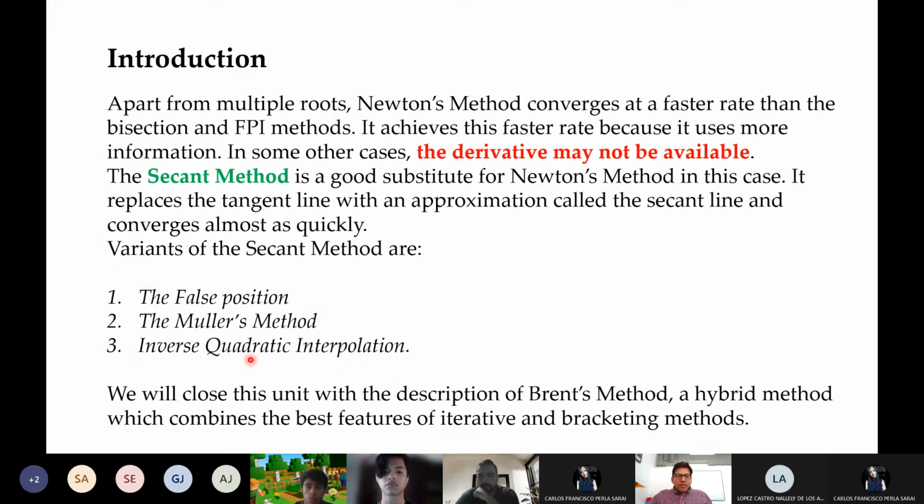At the end, we will close this unit, where we're talking only about transcendental and algebraic equations, with a very small description of Brent's method, which is a hybrid method that combines the best features of iterative and bracketing methods. You'll see that we're going to do it in MATLAB, and that Brent's method uses all the methods that we saw to approximate the best roots available for the equation that we are studying.